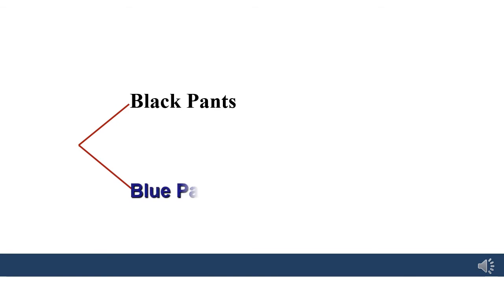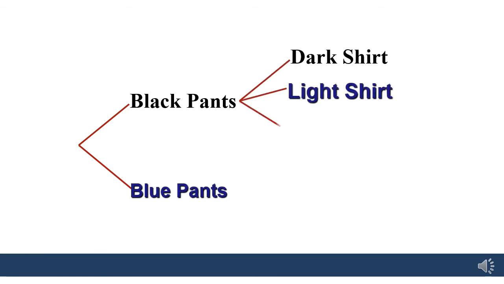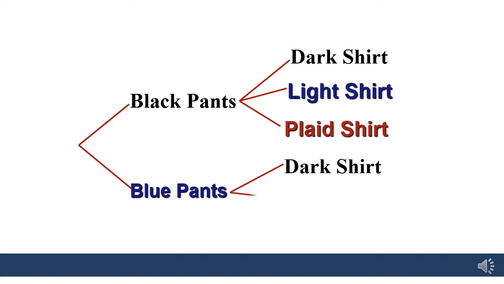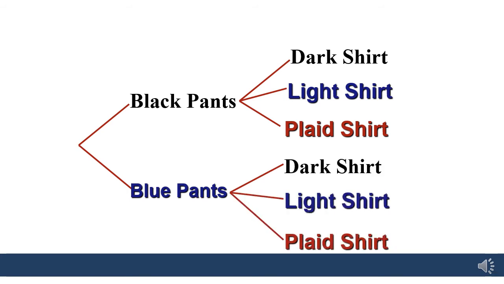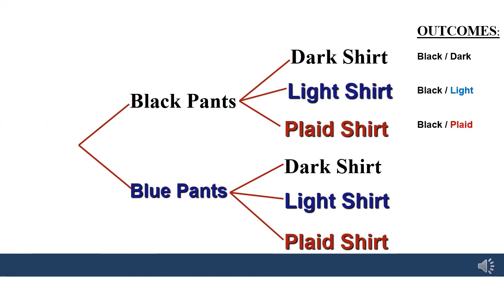Now let's look at the same tree diagram, except this time we're going to draw it using words instead of pictures. So we have the same options. You could have black pants with the 3 shirt options, or you could have the blue pants with the 3 shirt options. And now, just like before, in all of our tree diagrams, we must list out the final outcomes. We know from before there are 6 possible outfits, and we follow our tree. So you could have black pants with a dark shirt, black pants with a light shirt, black plaid, and on and on. So this is our tree diagram for this type of situation.